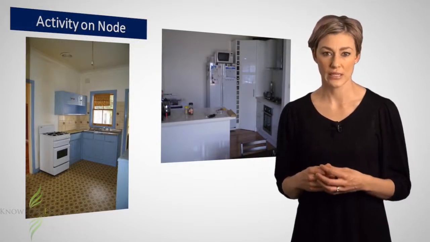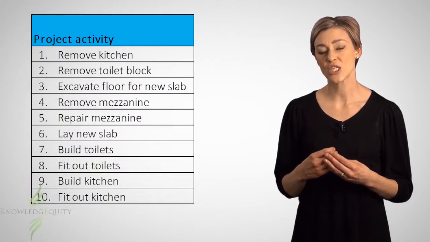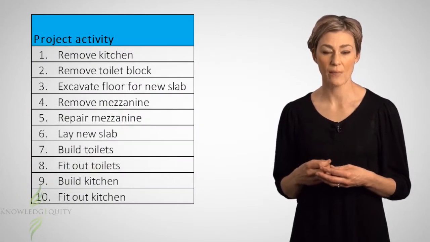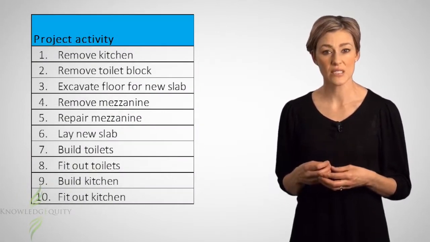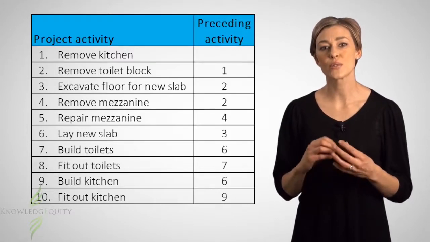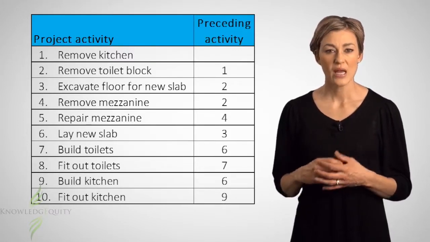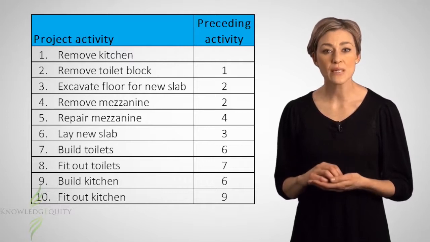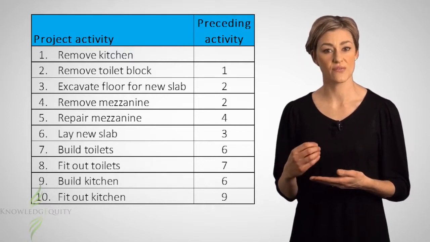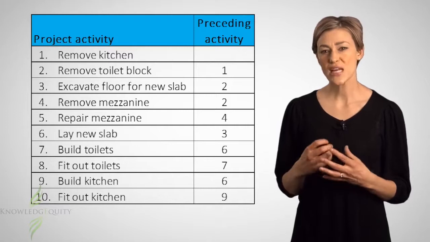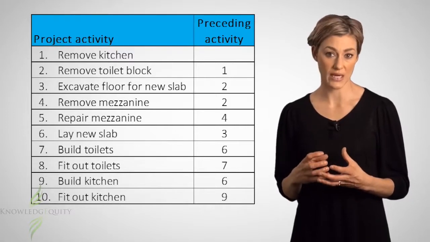small renovation project. The information needed for constructing our PERT diagram is the list of project activities and also the column of preceding activities. These are the activities that must be completed before you can start the activity that is listed. You need to remember to not just look at the numbers.